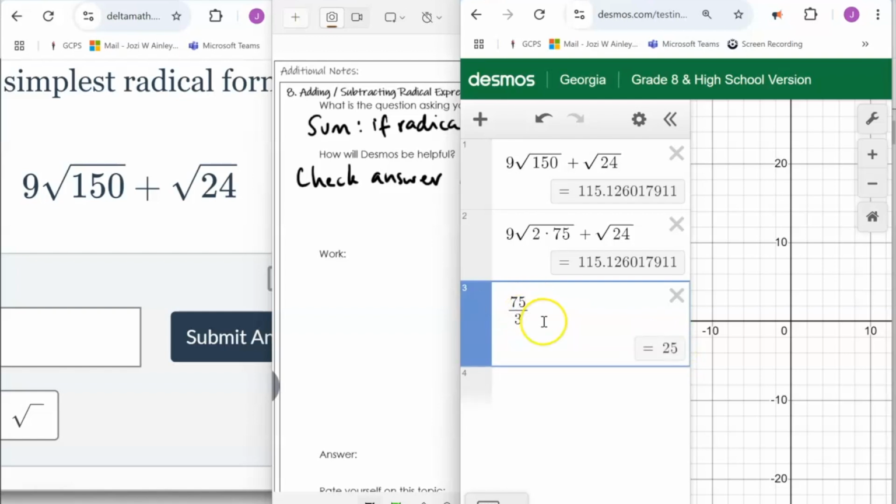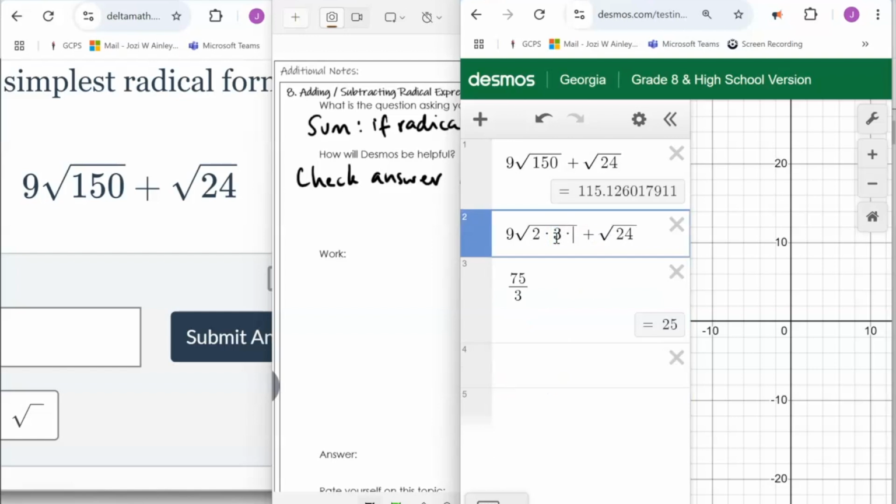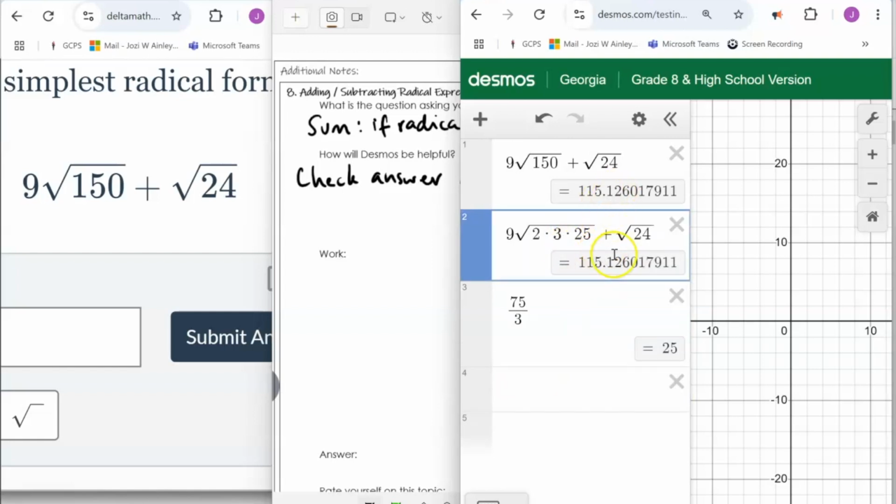Again, you should just be checking prime numbers. 3 works. So again, how do I replace 75? 3 times 25. So I come right here and I go 3 times 25. Do I get my 115? Yes. So I did this correctly. And you're going to keep doing this the entire time that you're doing it.